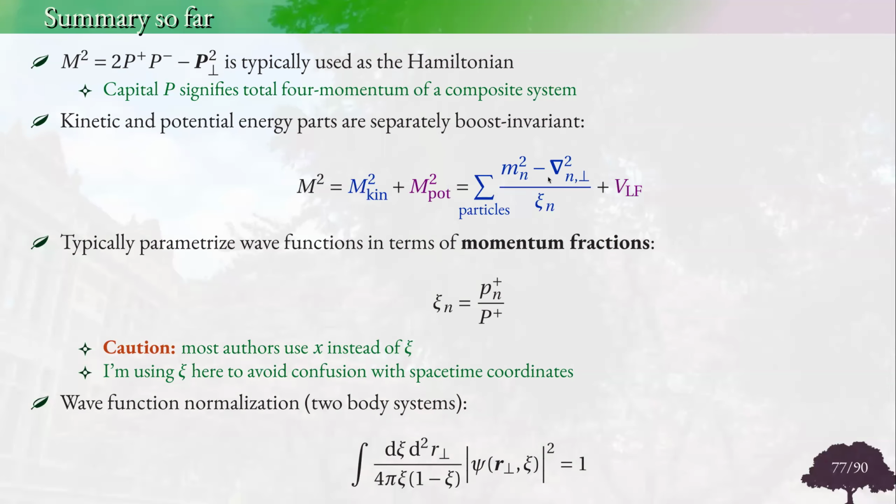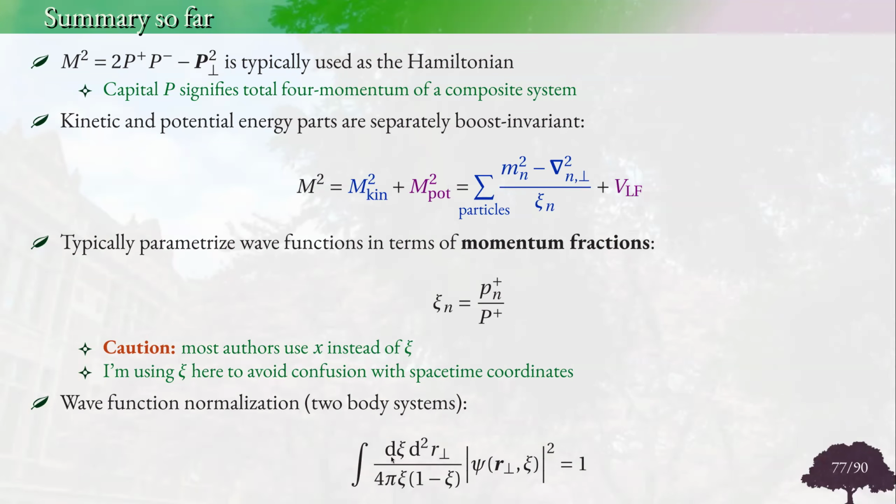Throughout the lecture, I've looked at a two-particle case, but this actually generalizes to any fixed number of particles. So you'd write with your m squared minus nabla squared divided by momentum fraction per particle and add up the particles. Your light front potential here needs to be boost invariant too. We typically parameterize wave functions in terms of momentum fractions. Most authors use x instead of xi. I just use xi here to avoid confusion with spacetime coordinates.